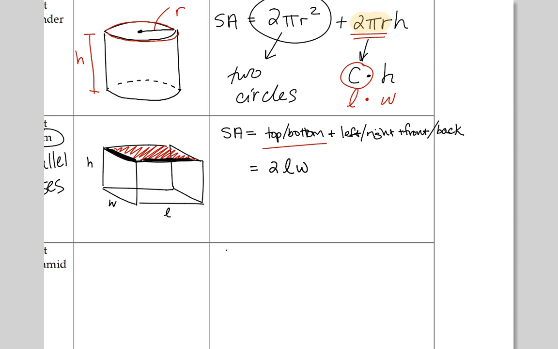Okay, let's do the left-right. Let's do this one in blue. What are the dimensions for this one? We got a width and we got a height. And there's 2 of them, do you agree? So we got 2 WHs.